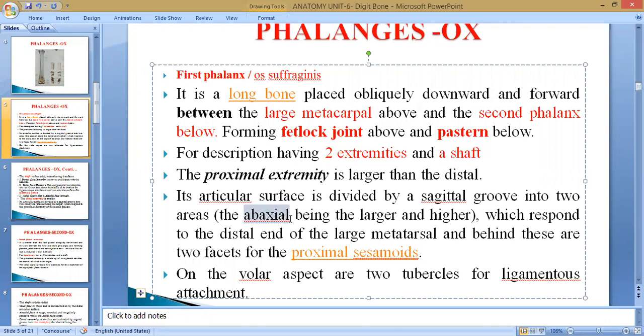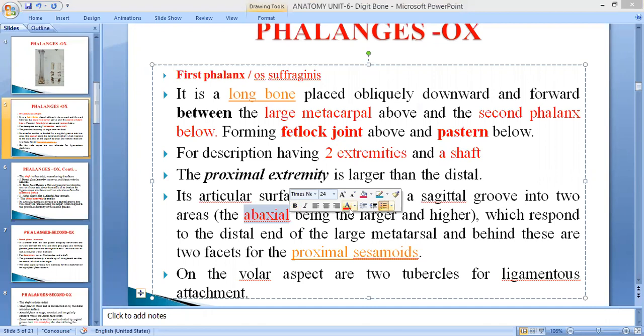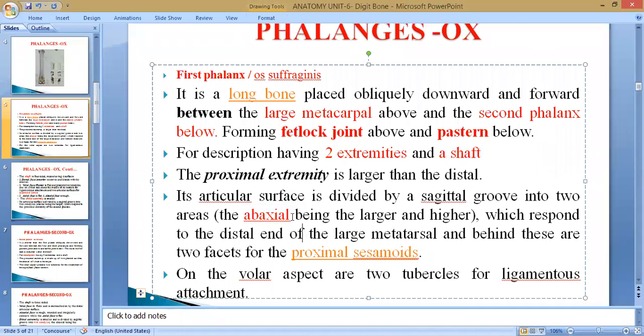But in other bones located above, we have already seen the distal or proximal extremity with the medial side larger in comparison to lateral. But in the case of the digit, abaxial means laterally larger, to bear the gravitational force of the whole body in the case of bovine. In the case of equine, it is not different: abaxial means lateral is larger and higher in position. Position in the sense that the articular facet is not at an equal level, unlike the metacarpal and metatarsal proximally. It is up and down.